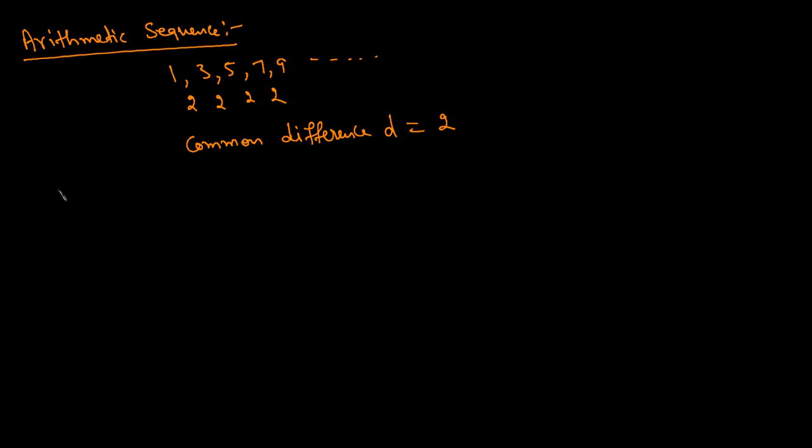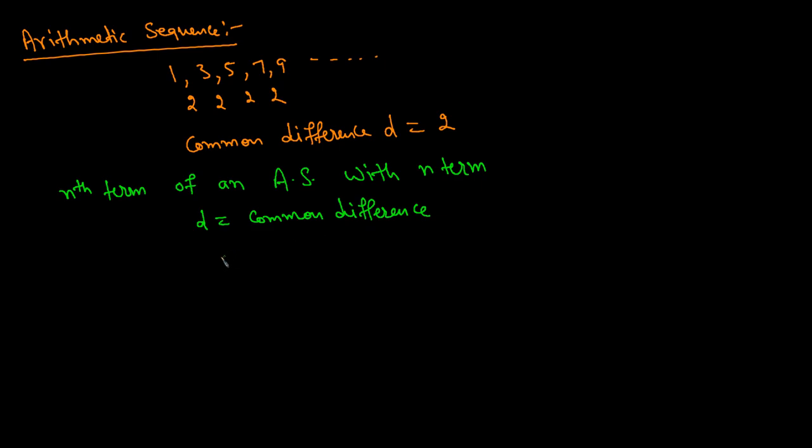Let's say nth term of an arithmetic sequence with n terms. So this sequence has n terms and we're trying to find nth term. Can be anything like first, second, third, fourth. With n terms and d as a common difference, and a1 is the first term in the sequence. So you need to know the first term, then you can find the nth term. So the rule or the formula for nth term is going to be first term plus n minus 1 times common difference.